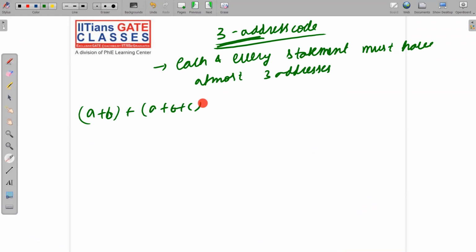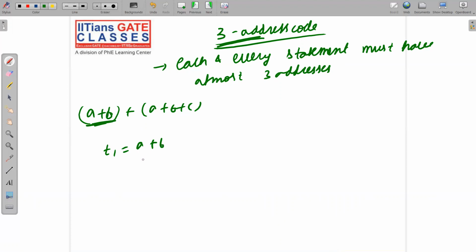So in this statement, how many addresses are there? 1, 2, 3, 4, and 5. Basically, these are the variables. So this is 5 addresses, but we want 3 address code. Let me show you how we will convert it. I will say A plus B will be done first. So T1 is equal to A plus B.